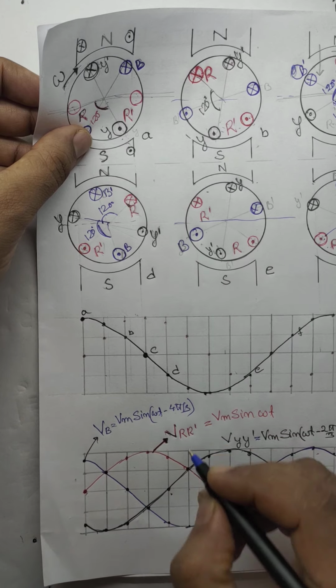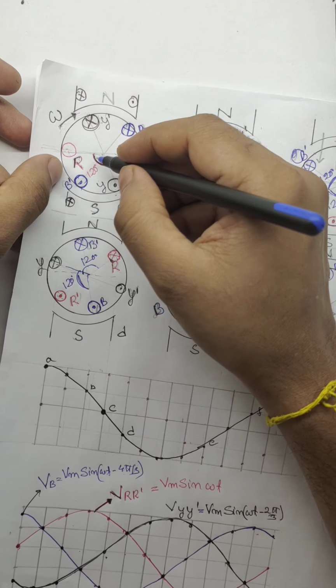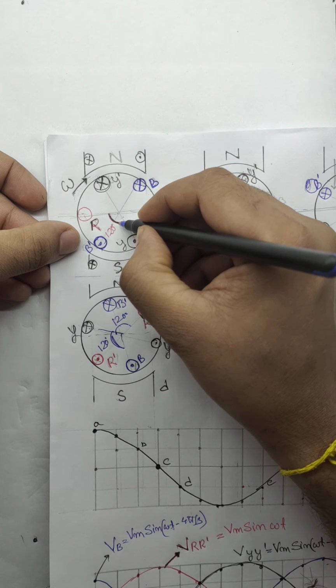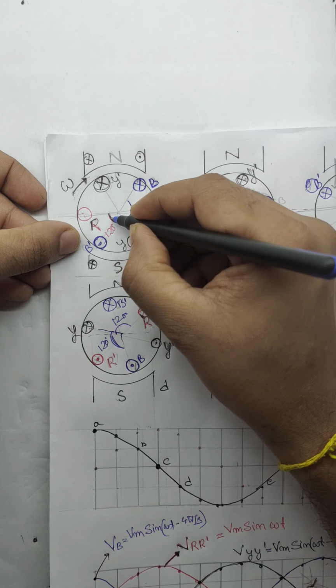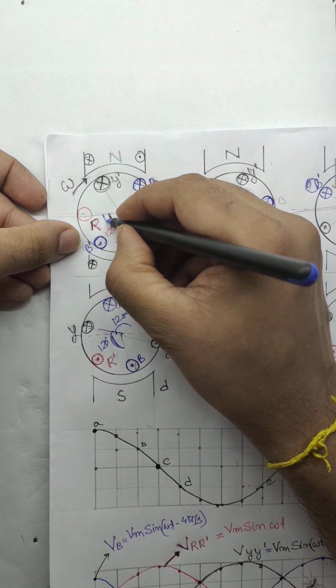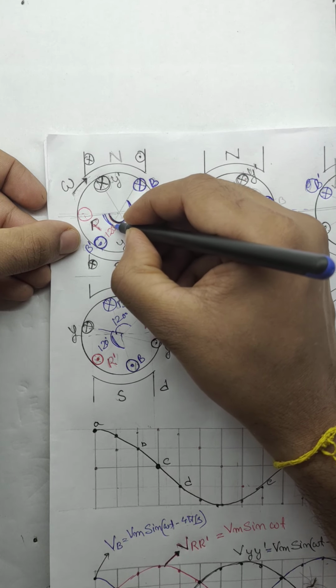4 pi by 3 is nothing but 240 degree, which is the angle difference between R phase and B phase. This is 240 degree from here to here, and from here to here it is 120 degrees.